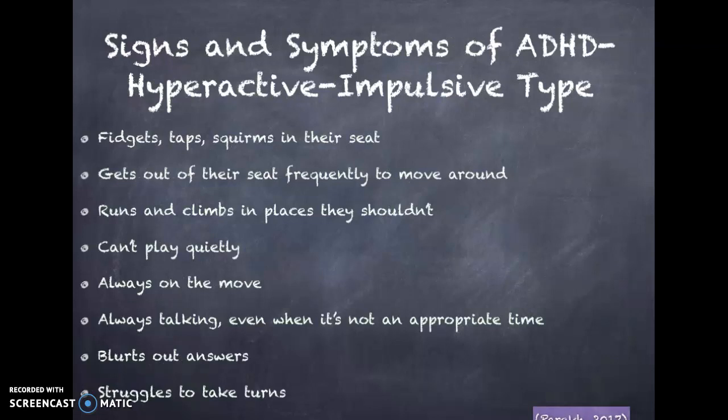Signs and symptoms of ADHD hyperactive impulsive type could include things like fidgeting, tapping, squirming in their seats, getting up to move around the room frequently. They may run and climb, possibly on items that they shouldn't, that could be dangerous. They may not be able to sit quietly and play like their peers. They are always talking, and possibly at inappropriate times. They may blurt out answers and not be able to sit patiently and wait to be called on with their hand raised, and they may struggle to take turns.